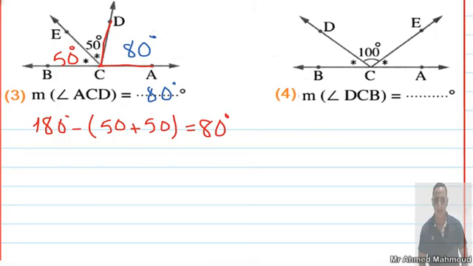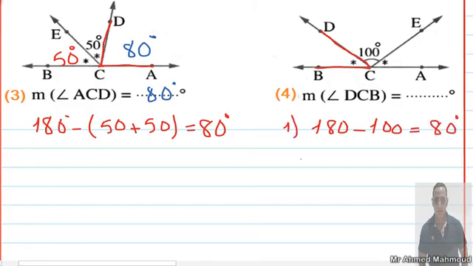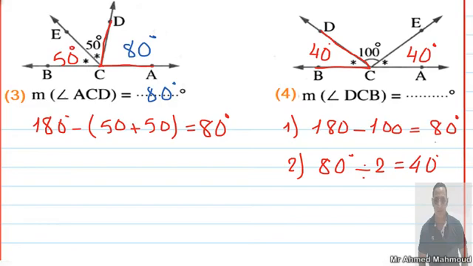Here we have the measure of angle ECD equals 100 degrees, and we need the measure of angle DCB. This is the required angle. First, we subtract 180 minus 100 equals 80 degrees. This is the first step. The second step, I divide 80 by 2 equals 40 degrees. Then we get that angle ECA equals 40 degrees and angle DCB equals 40 degrees. Here, the measure of angle DCB is equal to 40 degrees.